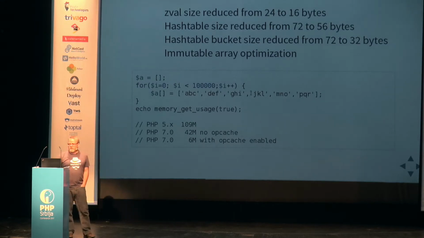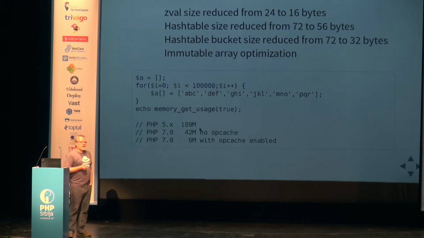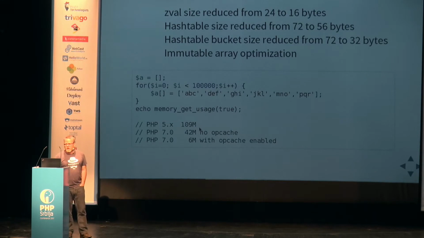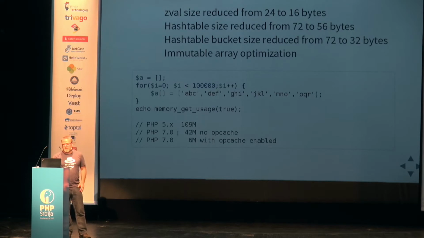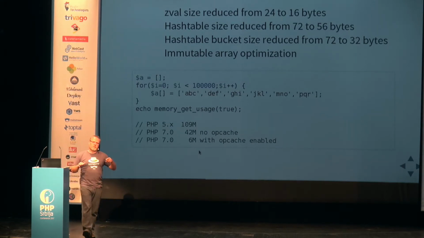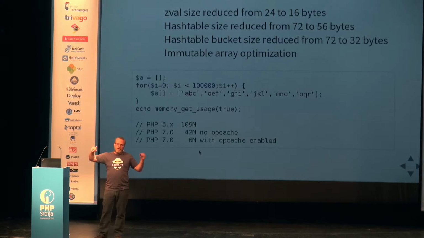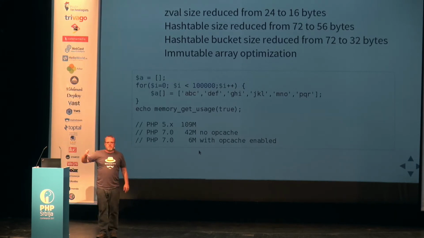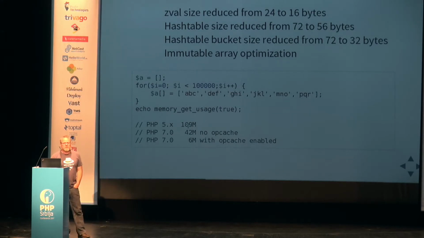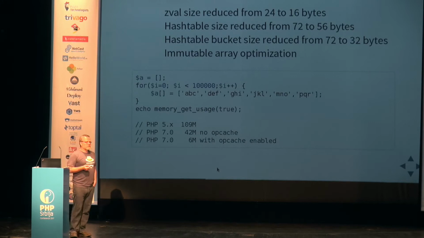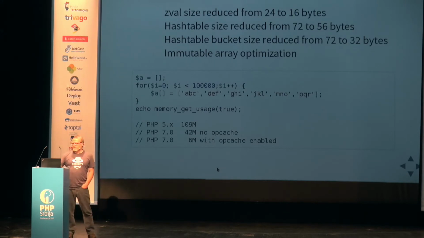So this little script here, which is 100,000 arrays of arrays, in PHP 5, that takes 109 megabytes. PHP 7 without an opcache, because our data structures are smaller and the various pieces are smaller, it shrinks to 42 megs. But with opcache enabled, it goes down to 6 megs because we don't have to allocate per process anymore. We can allocate it once in shared memory, and then all the processes can just use that. So there's no incremental memory increase per process. So effectively, we've gone from 109 megabytes to 6 megabytes for this little script, which is a huge difference.